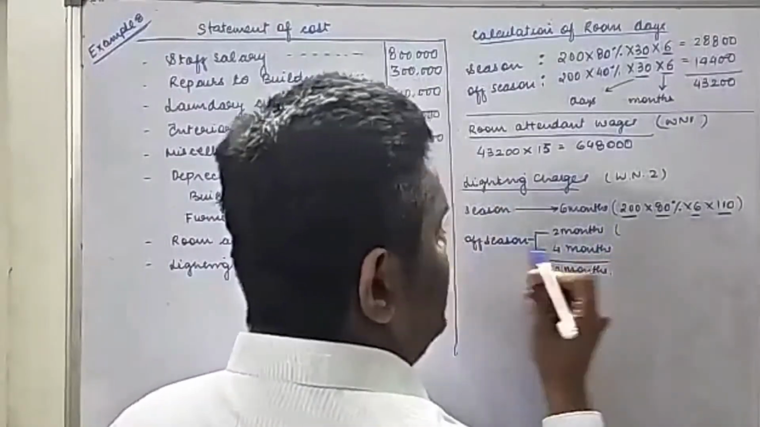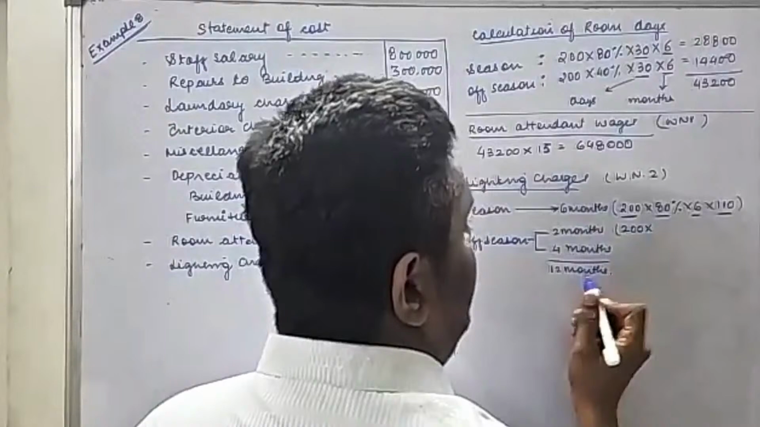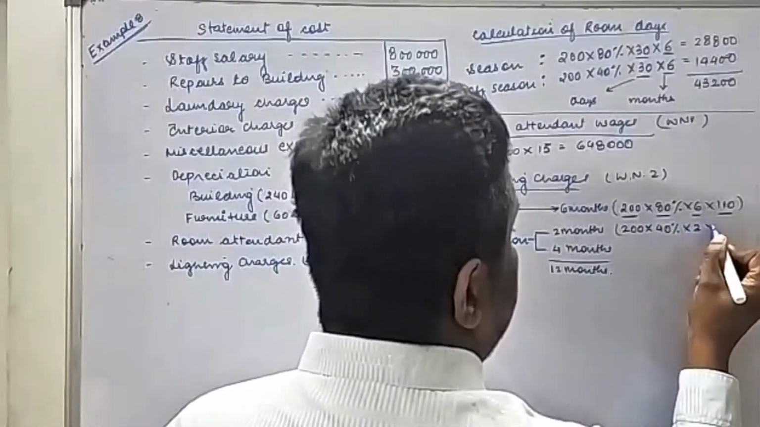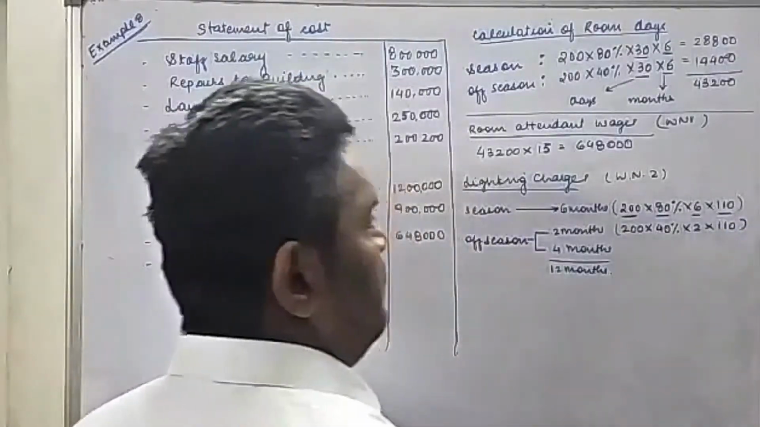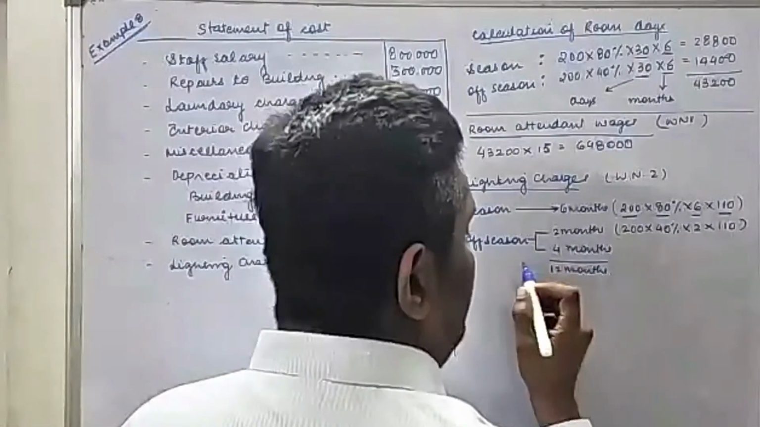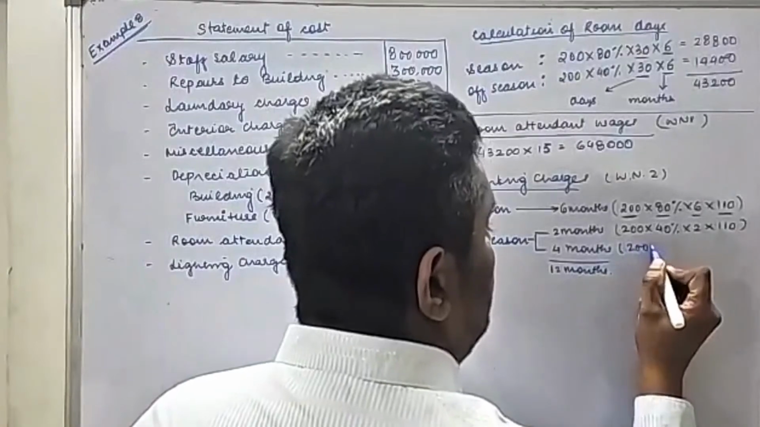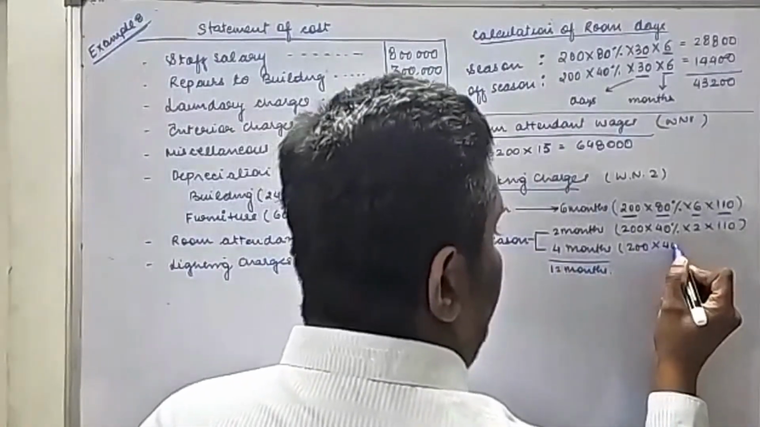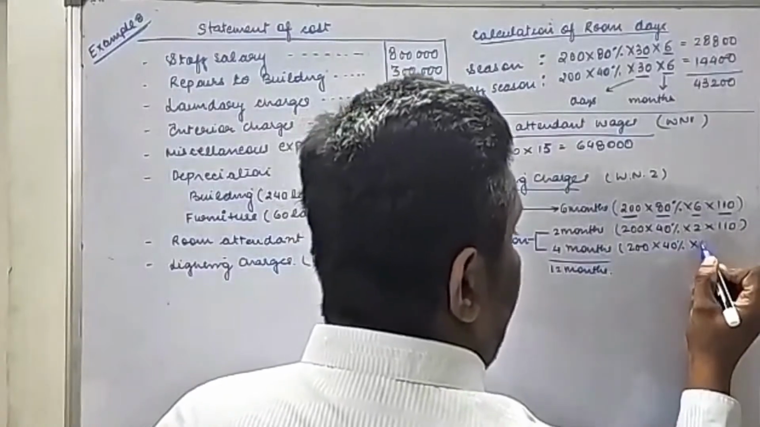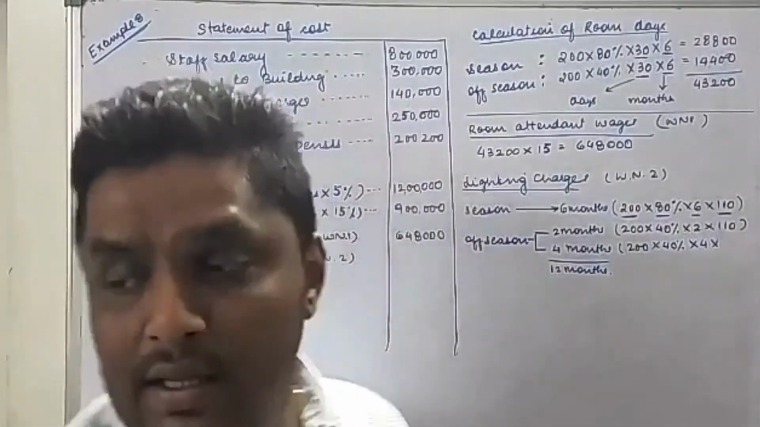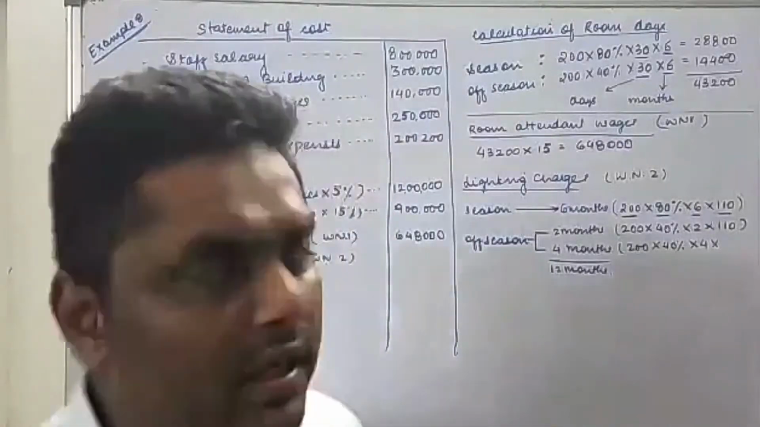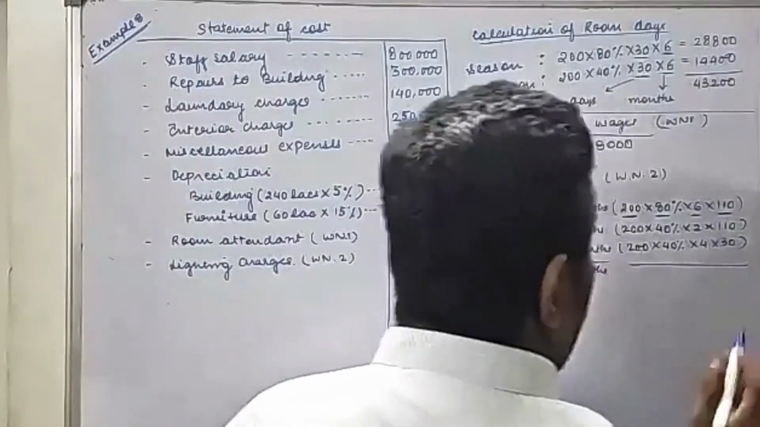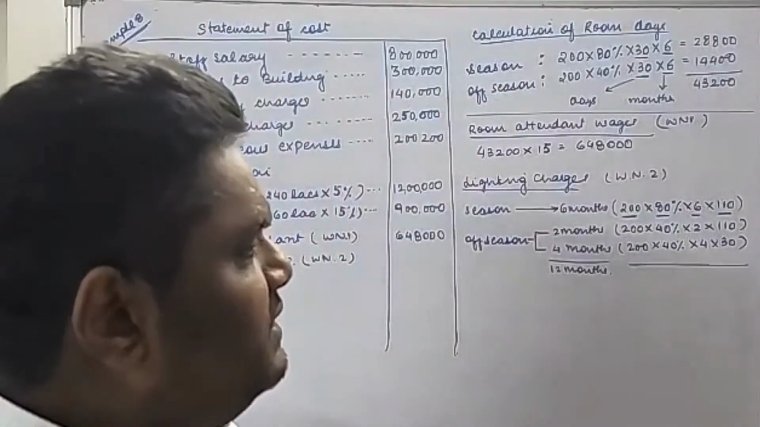Similarly, here also off season, 200 rooms, 40% is the occupancy. For 2 months also the lighting charges are 110. And when talking about off season 4 months, that is in winters, 200 into 40% into 4 months, and for these 4 months the lighting charges are only rupees 30. So this is how we'll get the total lighting charges.